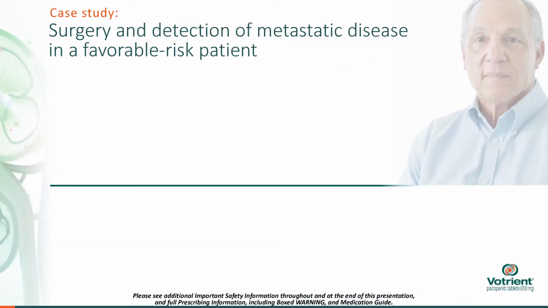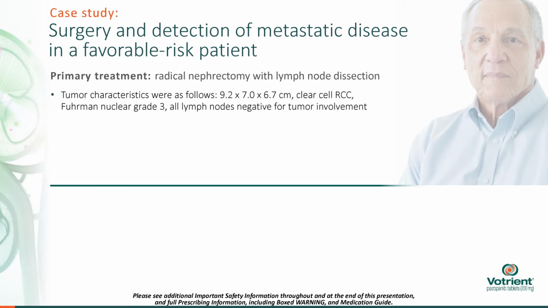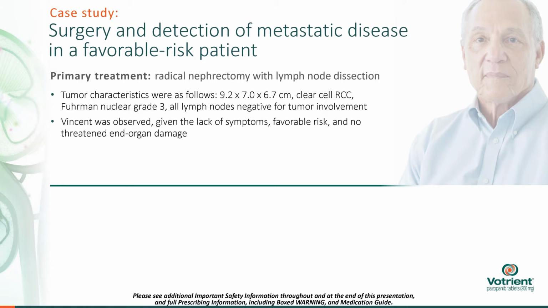Okay, so the patient now had radical nephrectomy with lymph node dissection for the kidney mass. And the tumor was a clear cell kidney cancer, which was Fuhrman nuclear grade 3, which is relatively aggressive. All the lymph nodes were negative, and the tumor appeared to be organ confined at the time of the surgery. So the patient, as he was being put on surveillance, had CAT scans every 3 months, and those were within normal limits. The patient continued to be asymptomatic and recovered from the surgery.